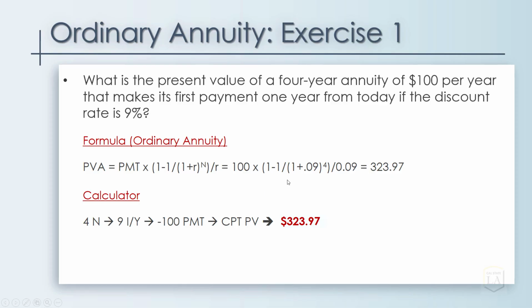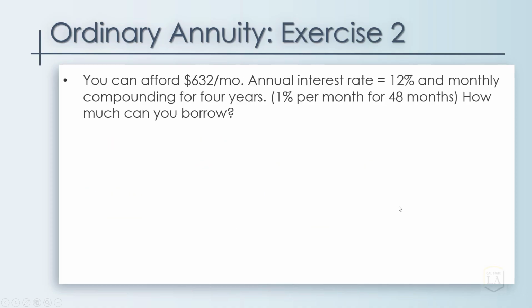However, once again, a more simplified way of doing it would be using the calculator. The keys that you can punch in are provided here, but you can also watch the video with calculator work. And a similar problem for exercise 2. So let's suppose you can afford $632 a month with an interest rate being 12%. And here is an important thing.